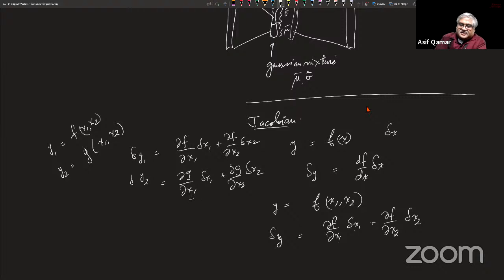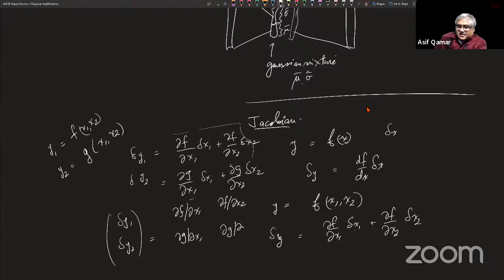So you can say [delta y1, delta y2] is equal to the matrix [df/dx1, df/dx2; dg/dx1, dg/dx2] applied to [delta x1, delta x2]. Right? You can work out the matrix decomposition. So all I did is I took a matrix out of it, writing it this way.